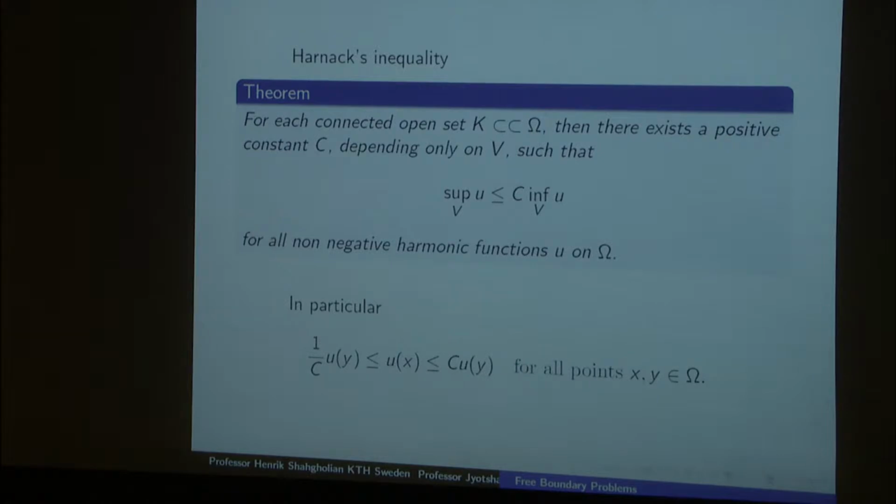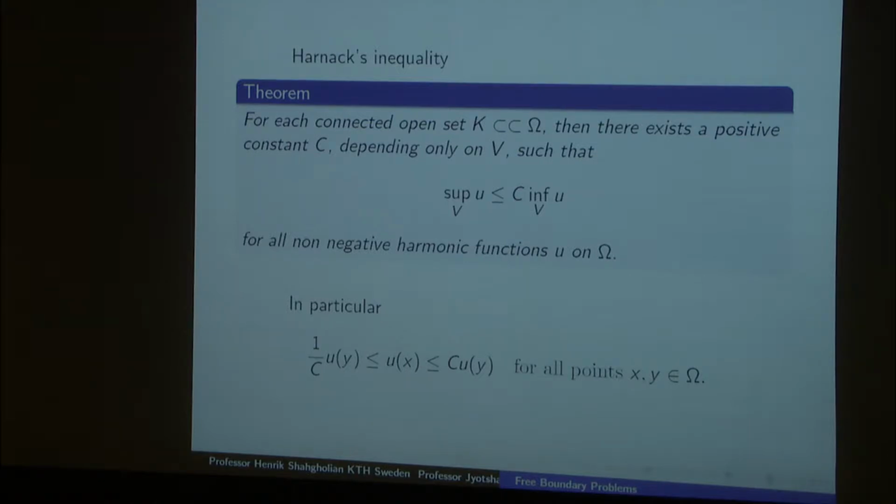So the supremum cannot be very large, and of course this is a non-negative function, so the infimum is anyway going to be greater than or equal to 0. Okay? So we have this. And in particular it means that (1/C) u(y) is less than or equal to u(x) is less than or equal to C times u(y). So you are able to compare the value of the function at two different points.